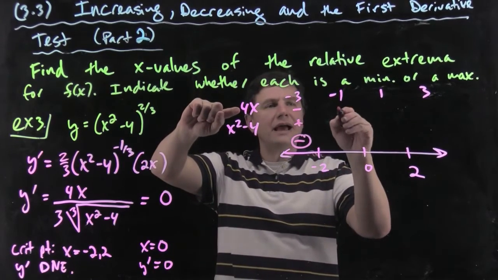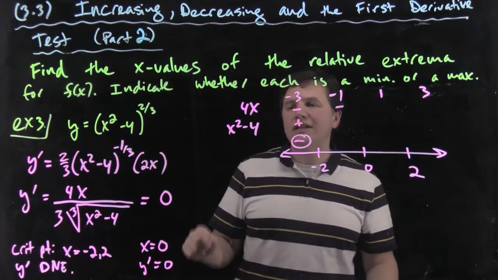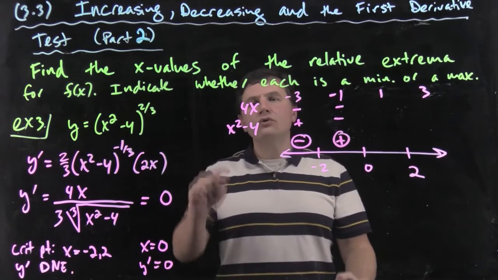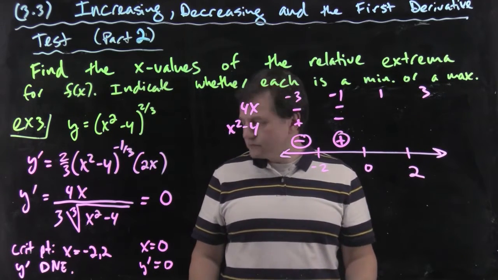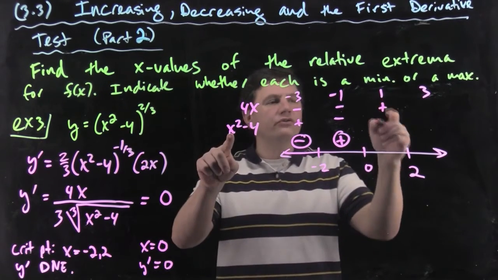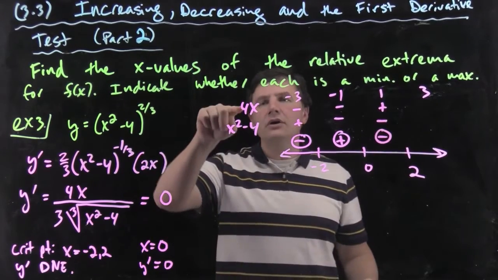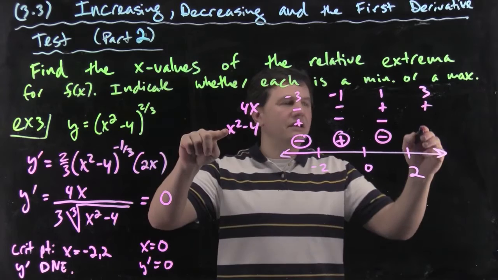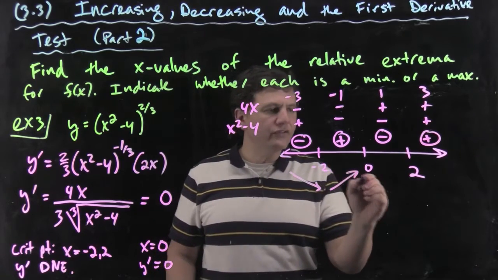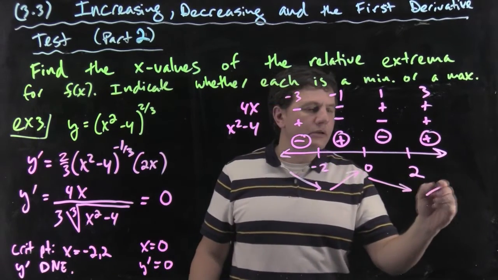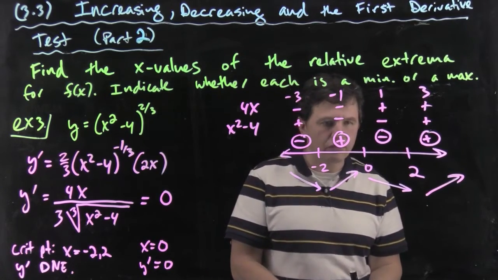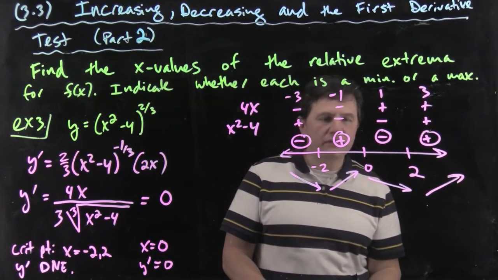Now if I take negative 1 into that gives me a negative. Negative 1 into this, well, that's 1 minus 4. That's a negative. Negative times a negative is a positive. Okay? 1 goes in. That gives us a positive. 1 goes in here. That still gives us a negative. So this is a negative. 3 goes in there. That's a positive. That's going to give us a positive. So this is a positive. Okay? So we have decreasing, increasing, decreasing, and then increasing. So what this tells us is we have 2 relative mins. Those occur at x equals negative 2 and 2. And we have 1 relative max.